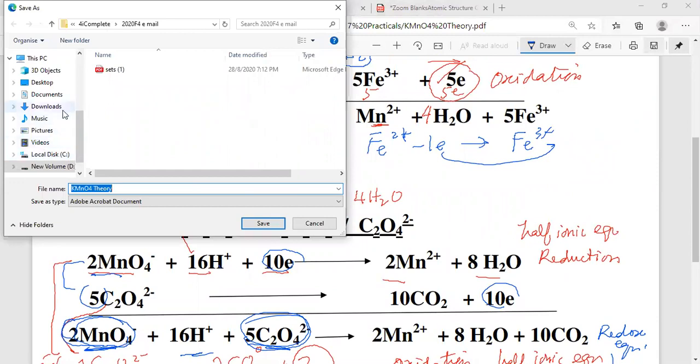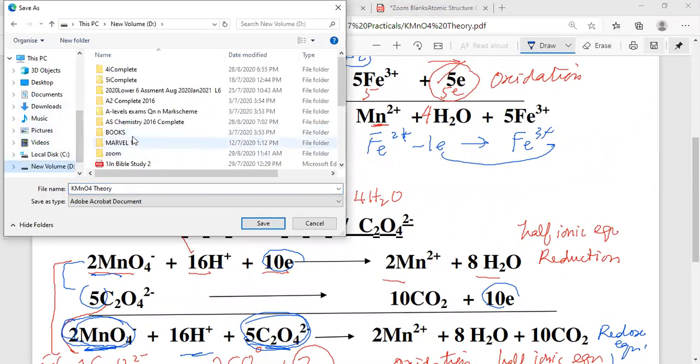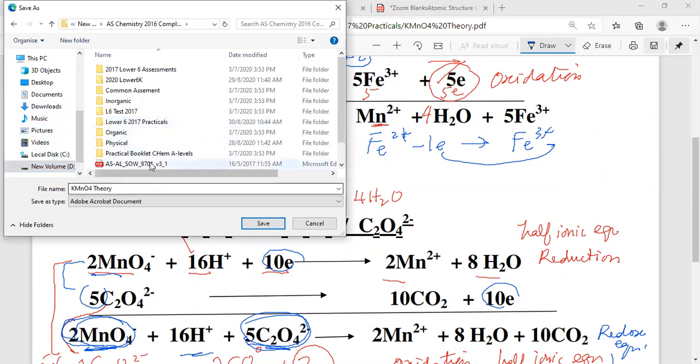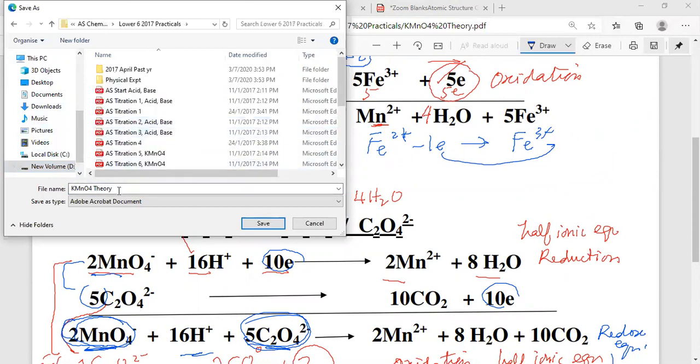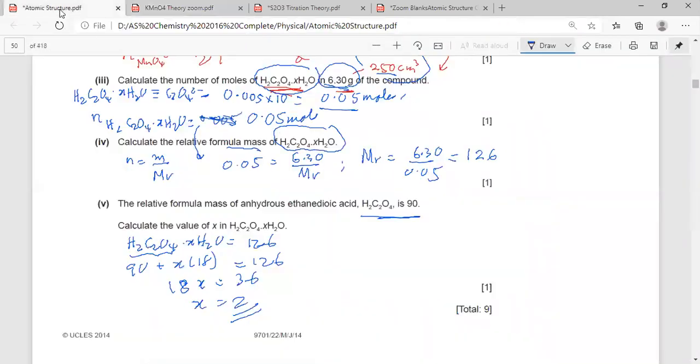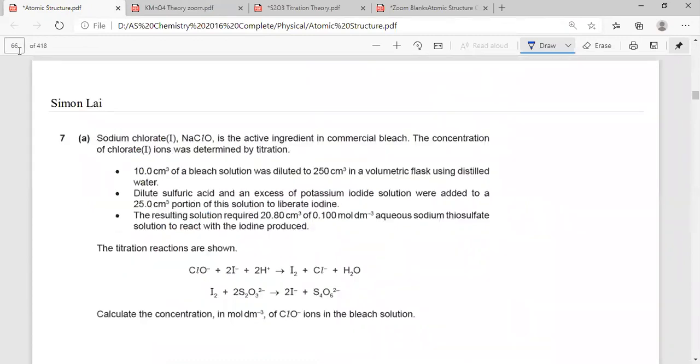Okay, let me save this first. Let's go to the AS practical. Now let's go to thiosulphate. I'll show you what the question was first. It's all redox reaction, but just different. Now, remember, you have to do this in your practical.